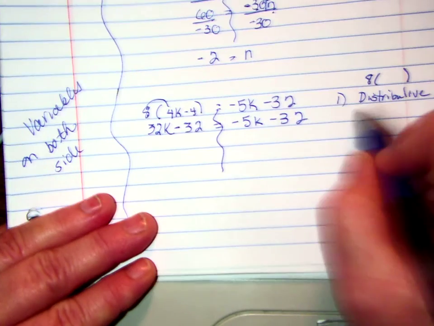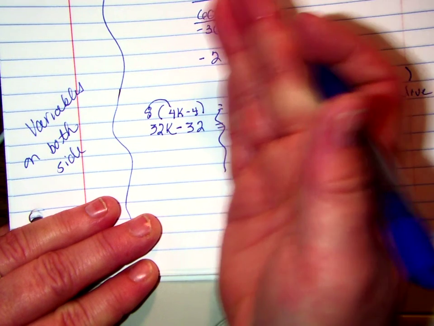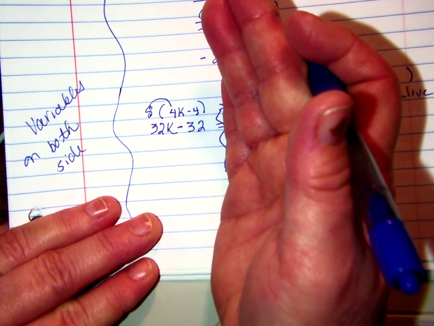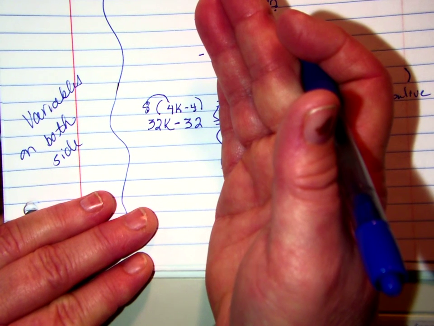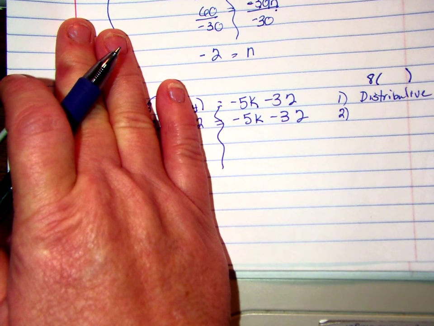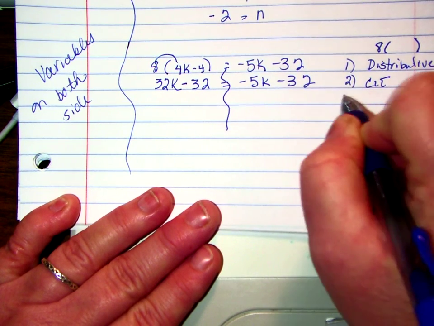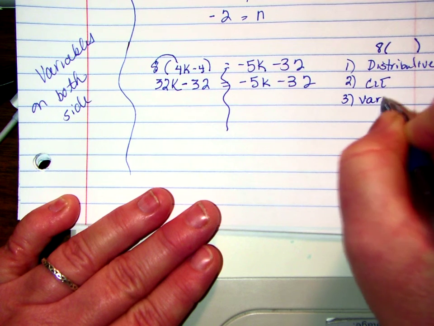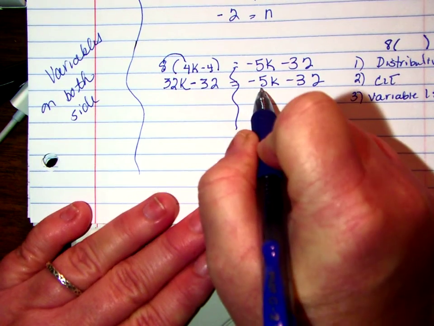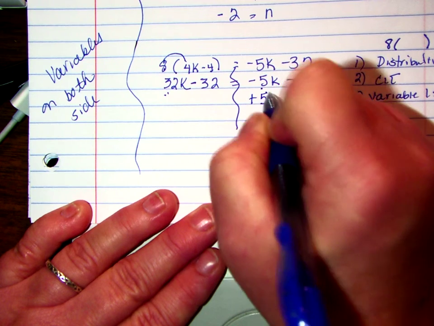Now, the next step I have to do is on one side, are there any terms that I can combine? Dalton, are there any terms I can combine over here? Are there any terms I can combine over here? Okay, so I'm going to get the variable. I can't combine like terms. So now I've added a new step. Variable on one side. So I'm either going to get this 5K over here or the 32K over there. And I'm going to hit 5K.